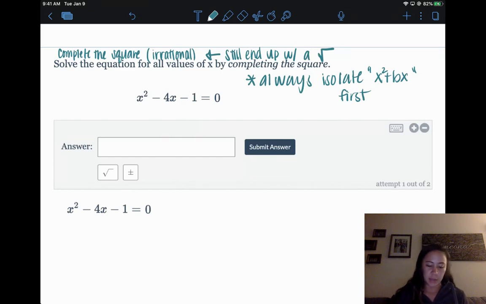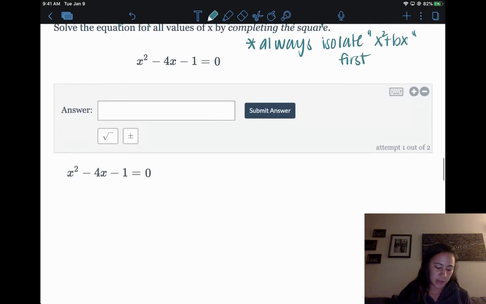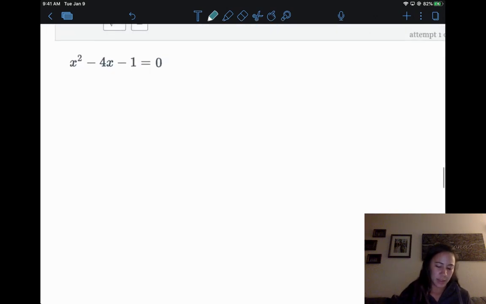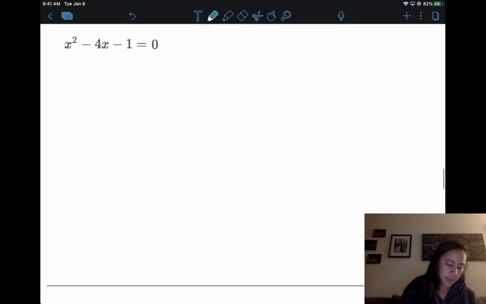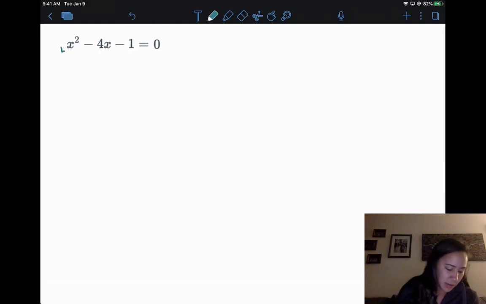In this case, again, we're completing the square, so let's isolate our x squared plus bx term. I already moved it down here so we can work down here. Take this equation. We want to get our x squared plus bx term by itself. How can we isolate these two terms? Let's start by adding 1 to both sides. So we end up with x squared minus 4x is equal to 1.